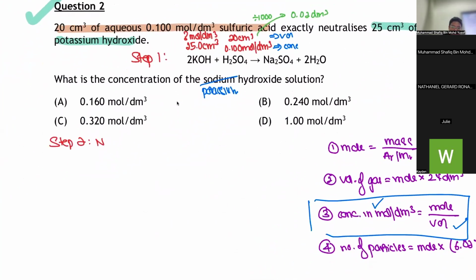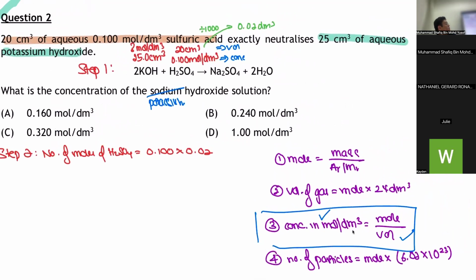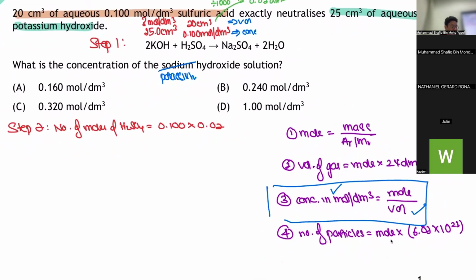Find the mole. Number of moles of sulfuric acid, which is concentration times volume. 0.02. Right? If you apply the formula, mole is concentration times volume, you should be able to get the mole of 0.002 moles in this case. Okay, that will be the mole. I think my math is correct. You all can double check my math. But yeah, that's the mole.